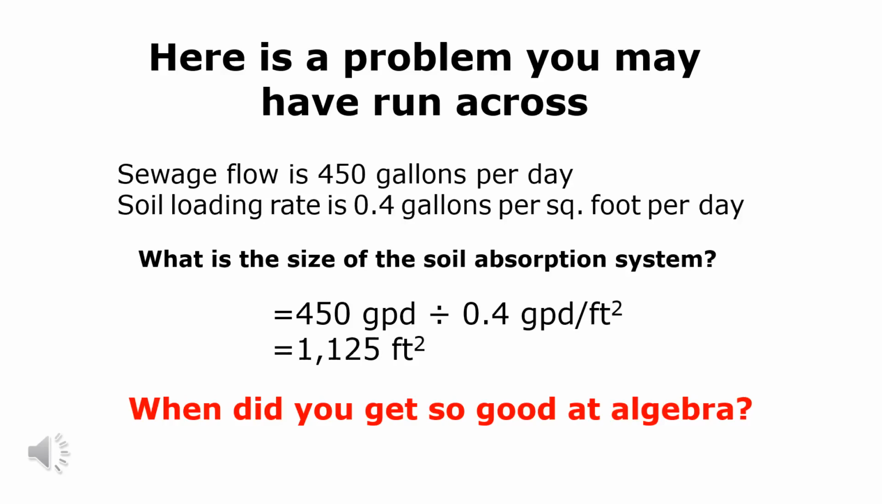How did the square feet get from the bottom in the soil absorption rate up to the top in the size? Well, dividing is the same thing as multiplying with the inverse of the value. So you flip the value and the units. The inverse of 0.4 is 2.5. I just have one question for you. When did you get so good at algebra? Because that's what this is.